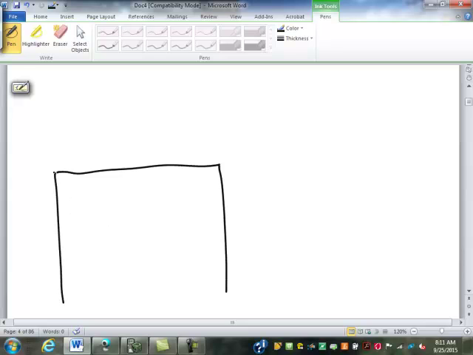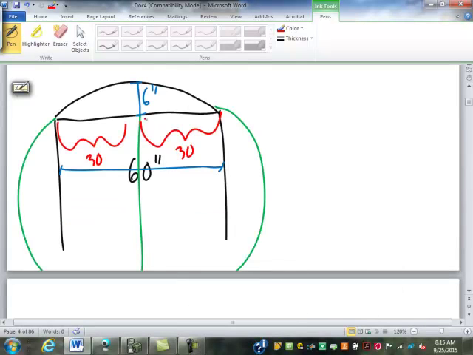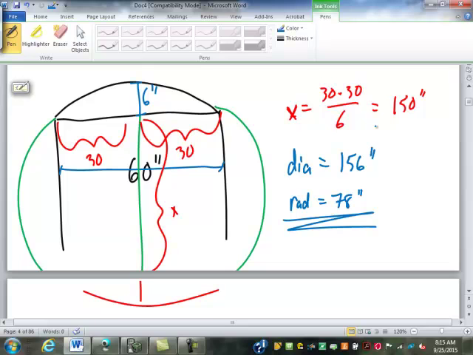Let's say you've got a large picture window. Let's say that I can draw for a second. 60-inch window for width. The center of that 60-inch window, we have a 6-inch high arc. Find the radius of the circle that contains that arc. Okay, so let's find this. We'll call this x. Pretend that goes to the other side of the circle. So x is equal to what? 30 times 30 over 6, otherwise known as 150 inches. So our diameter is 156. You look confused. No. So our radius is 78. Very good.